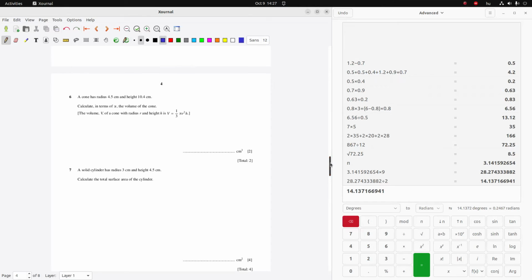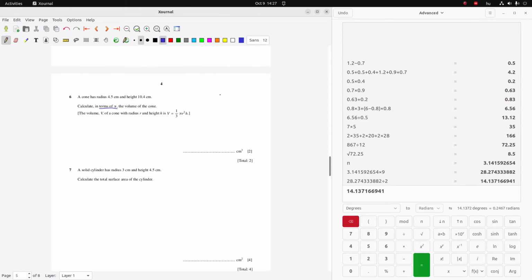A cone has a radius of 4.5 centimeters and a height of 10.4 centimeters. Calculate in terms of pi the volume of the cone. And they're nice enough to give us the formula for the volume, so it's a pretty easy question, right? All we have to do is be careful that we read the question carefully, because it says in terms of pi. So we have to leave pi as a symbol in the equation.